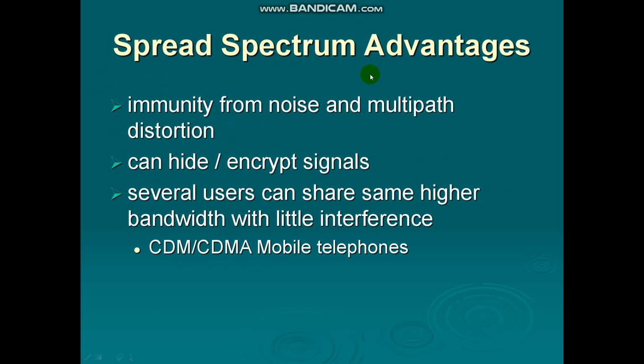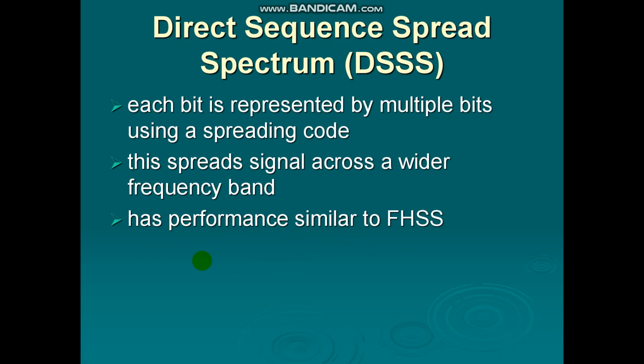What are the advantages of spread spectrum? It provides immunity from noise and multipath distortion, and it can hide, or you can say encrypt, the signals very well. So it is very important for security purposes. Several users can share the same higher bandwidth with very little interference, and it is mainly used in CDMA mobile telephones. So what is the DSSS technique?